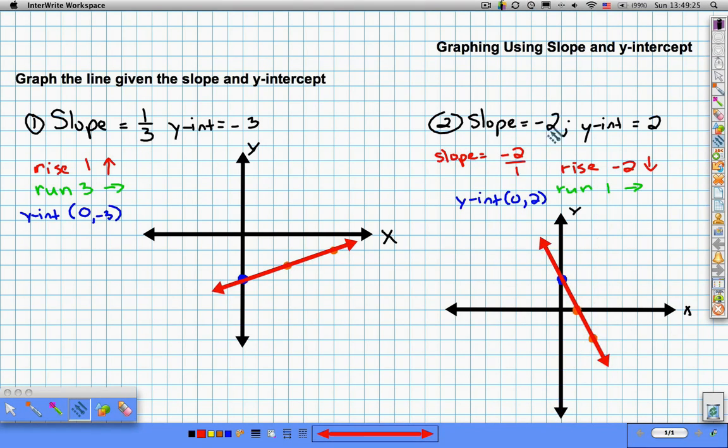Now if you notice the slope this time, this is another way we can check our answer. See how our slope's negative? That means our line is going to be falling as we go from left to right. And as you can see, this line does fall. Therefore, we must have done something correctly. So this is how we graph using a slope and a y-intercept.